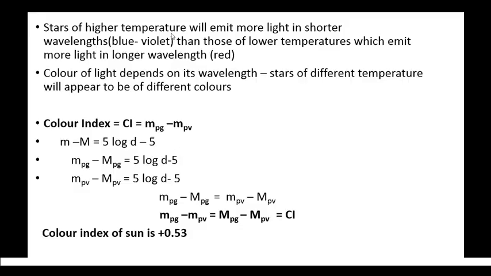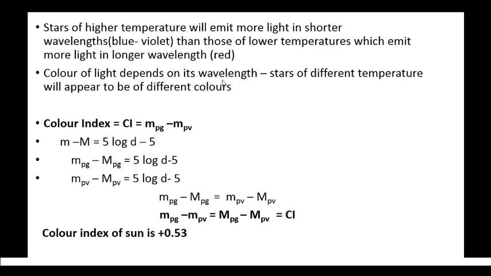So the stars of higher temperature will emit more light in shorter wavelength. That is, shorter wavelength means it ranges from blue to violet of the spectrum, than those of lower temperature, which emit more light in longer wavelength. Longer wavelength means having the wavelength of a red color. So this is an important concept, that the temperature and wavelength emitted from a star are inversely proportional to each other, and so the color of light depends on its wavelength.